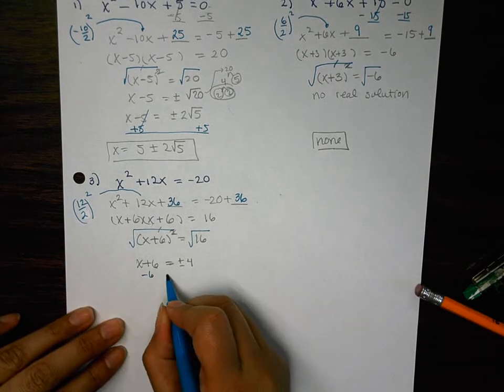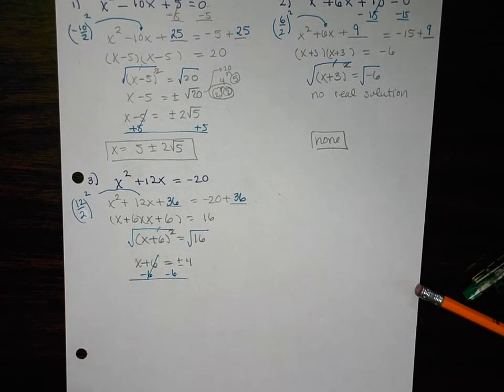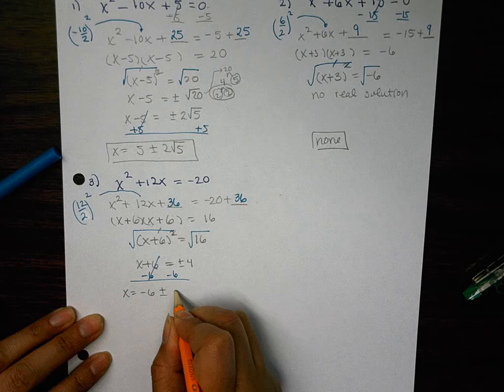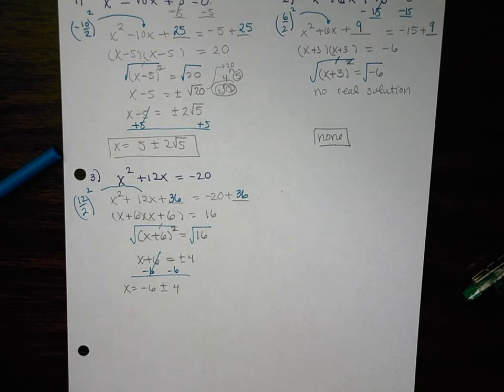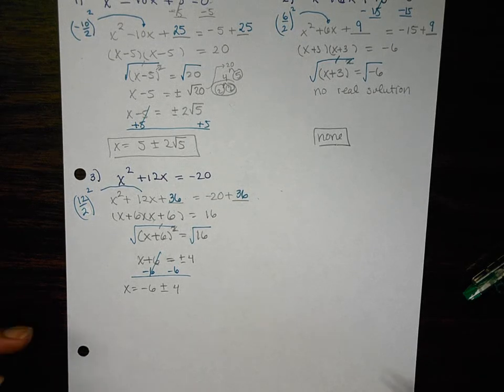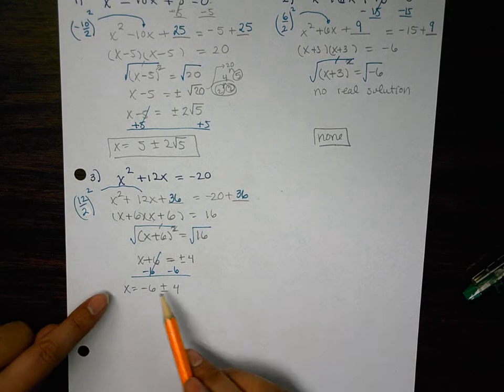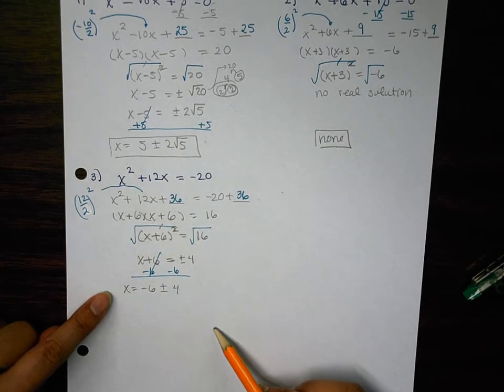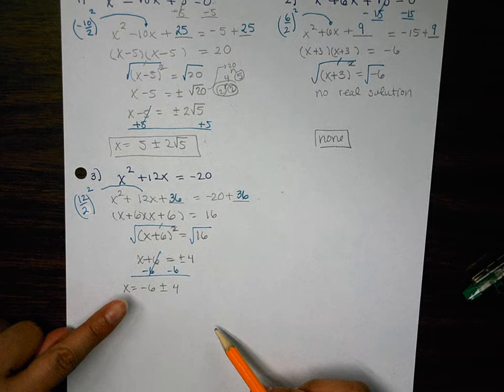All right, now what do I do? Subtract the 6. X equals negative 6 plus or minus 4. Now, is it okay to leave the answer like this? No, and I had maybe 1 or 2 kids that did that on the test, even though I've warned you and I've warned you, and I did take off points. This one we leave like this because they're not like terms.